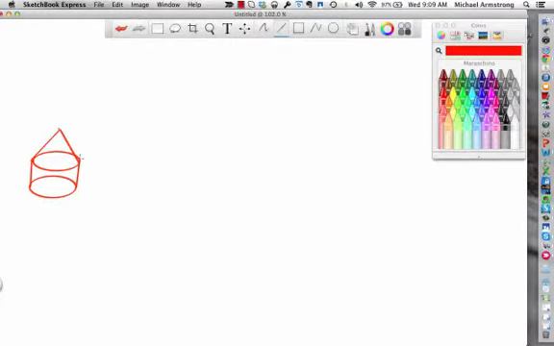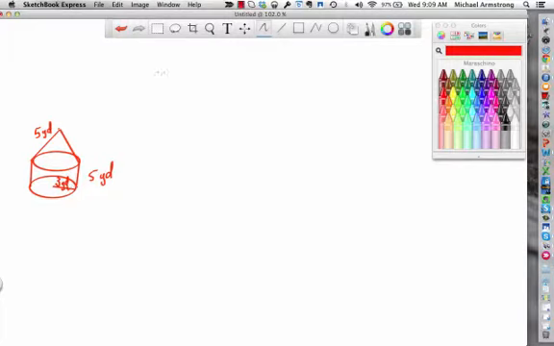Okay, what do we need to know? Well, we need to know this radius, and it should be the same for both. And we need to know the slant length. Say this slant length is 5 yards. And the height is 5 yards. And the radius is 3 yards. Alright, so then how do we do that?